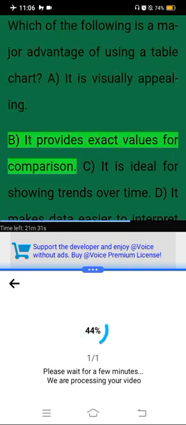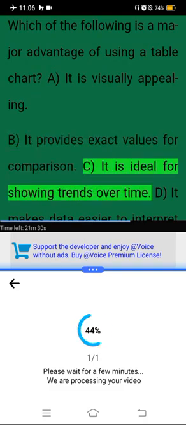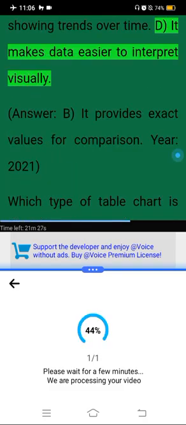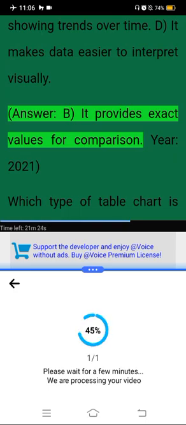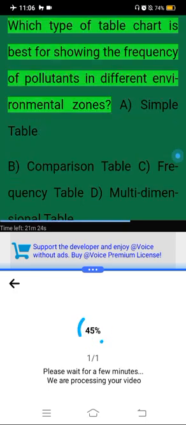A. It is visually appealing. B. It provides exact values for comparison. C. It is ideal for showing trends over time. D. It makes data easier to interpret visually. Answer: B. It provides exact values for comparison. Year 2021. Which type of table chart is best for showing the frequency of pollutants in different environmental zones?